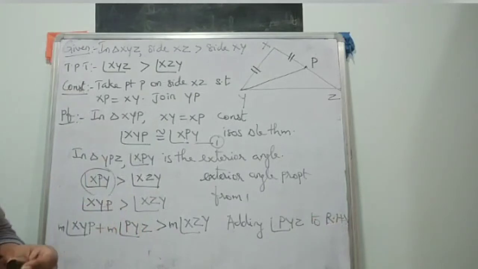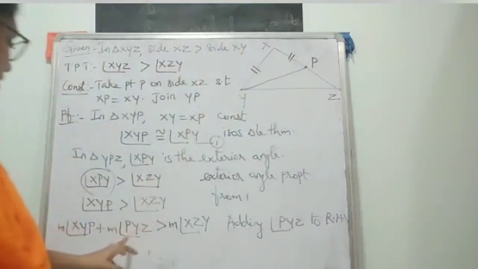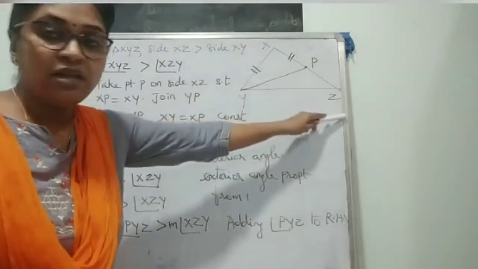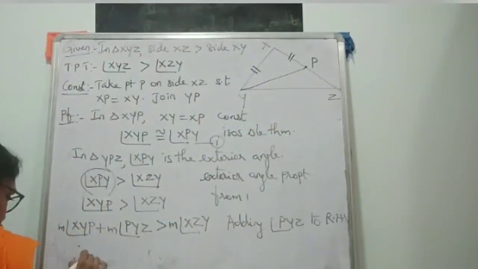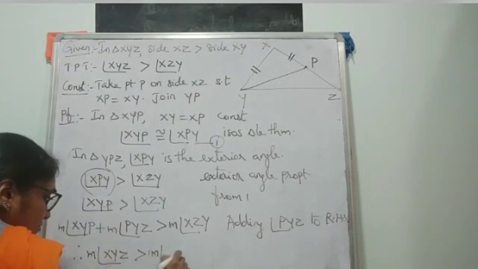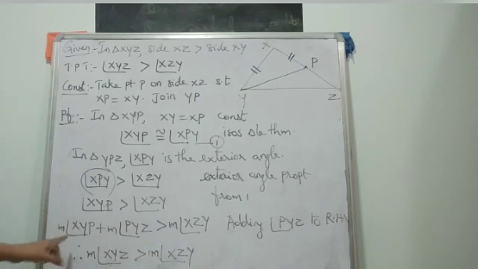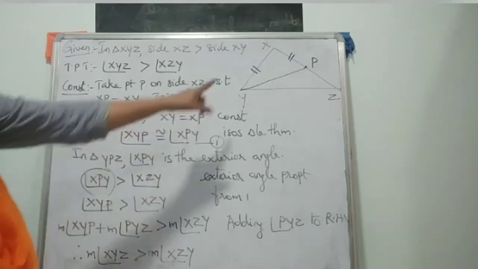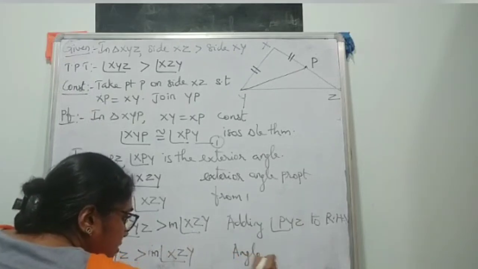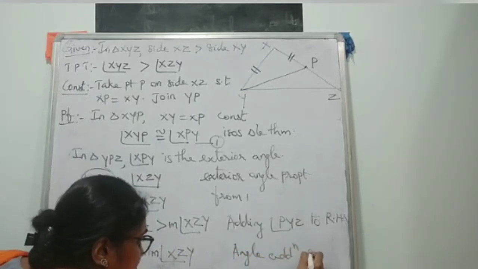Now look back in the figure. On the left hand side you have angle XYP plus angle PYZ. When you add these two angles, you will get the complete angle XYZ. Therefore, you will get angle XYZ is greater than angle XZY, because according to the figure, when you add these two angles, you get angle XYZ. This is by using your angle addition property.